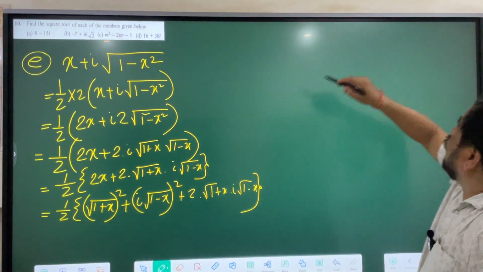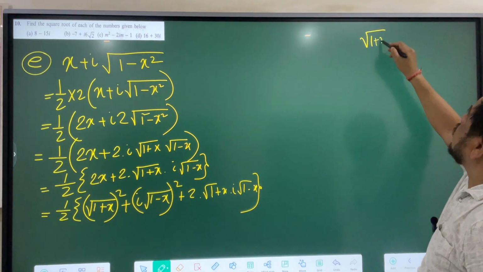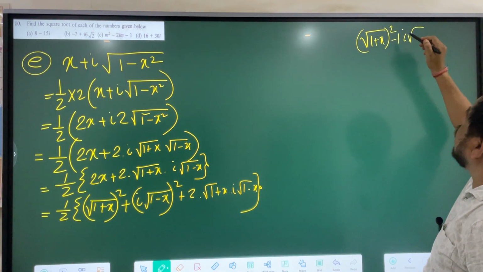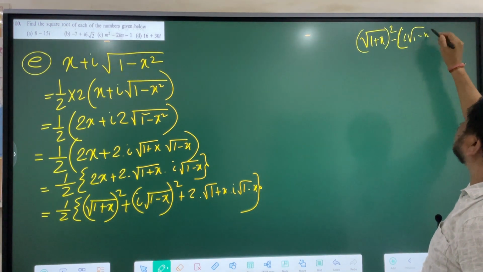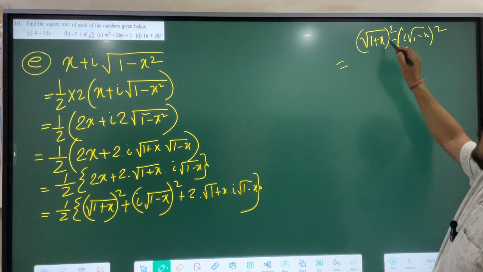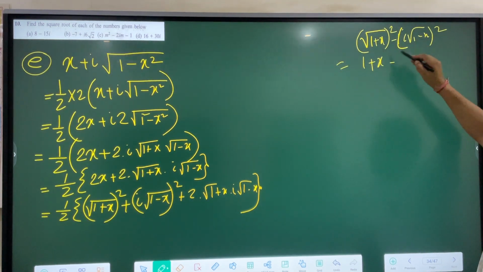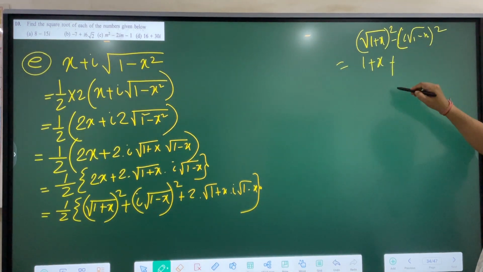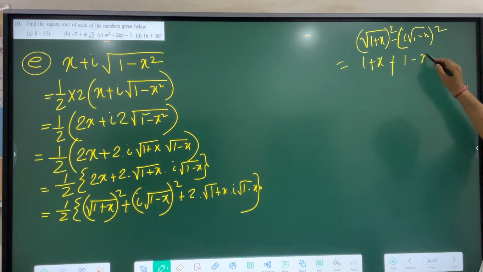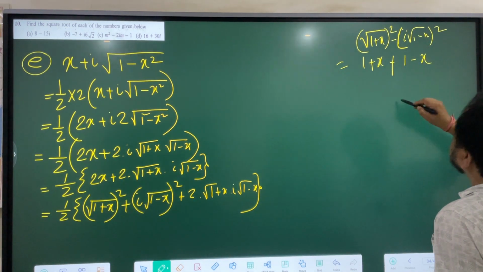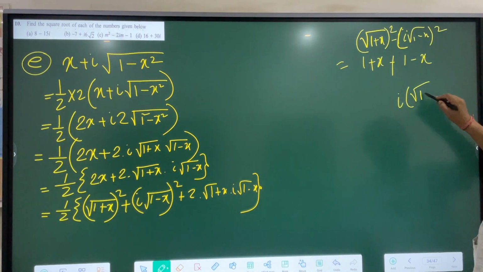Root 1 plus x whole square. Okay, root 1 plus x whole square, and i times root 1 minus x whole square. Root 1 plus x whole square is 1 plus x. Minus, i square is minus 1, minus 1 minus x. Oh, sorry. i square is minus 1 now. Look, i root of 1 minus x.